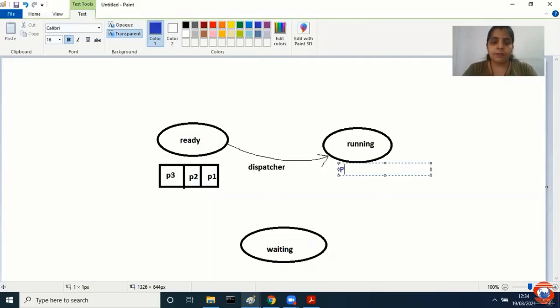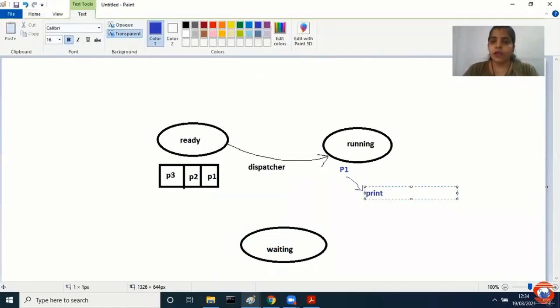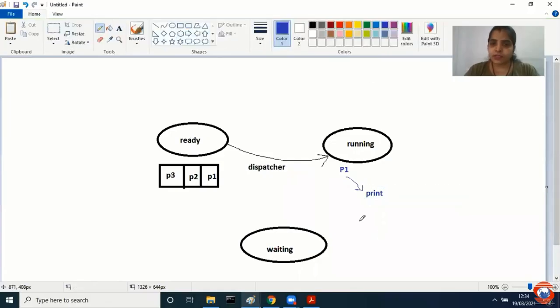Suppose running में अब P1 process execution में है. Now P1 has given, suppose, a print command, right? But printer is busy. That's why this print command will take my process P1 into waiting state. अब क्या होगा? Now this process P1 will come into the waiting state. So now what will the dispatcher do? Dispatcher will take the next process, dispatch it from ready to running state, maybe process P2.